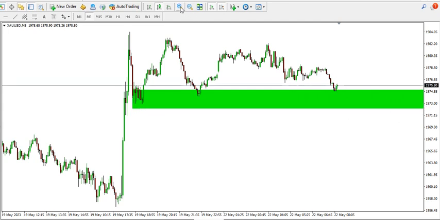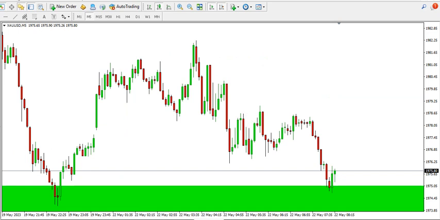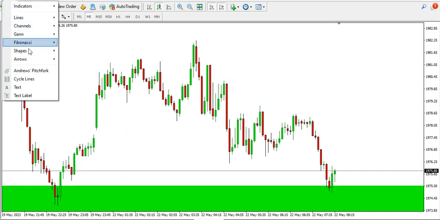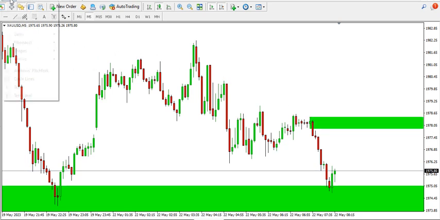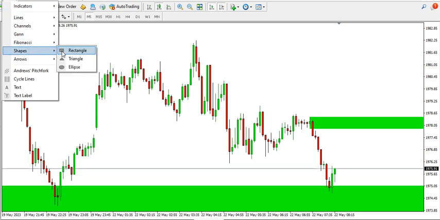Because the buyers kept on creating more resistance. Look at the resistance levels from the buyers. We have this resistance around here, we have another one around here.